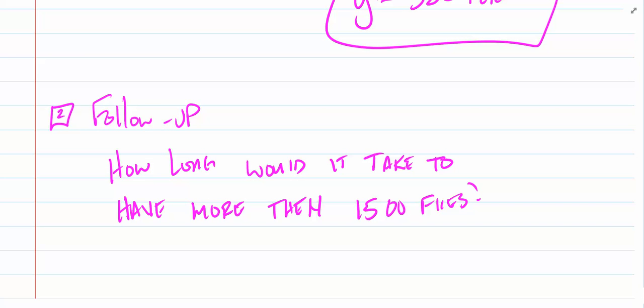Okay, here's my follow-up question for you guys. How long would it take to have more than 1,500 flies be present? Okay, so we know that after 5 days, there were 520 flies. So how long until you have more than 1,500 flies? Discuss with your group mates.